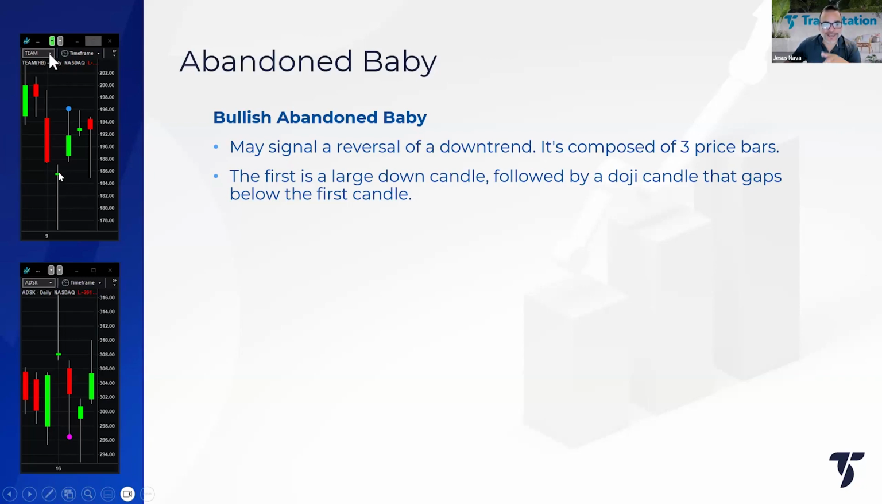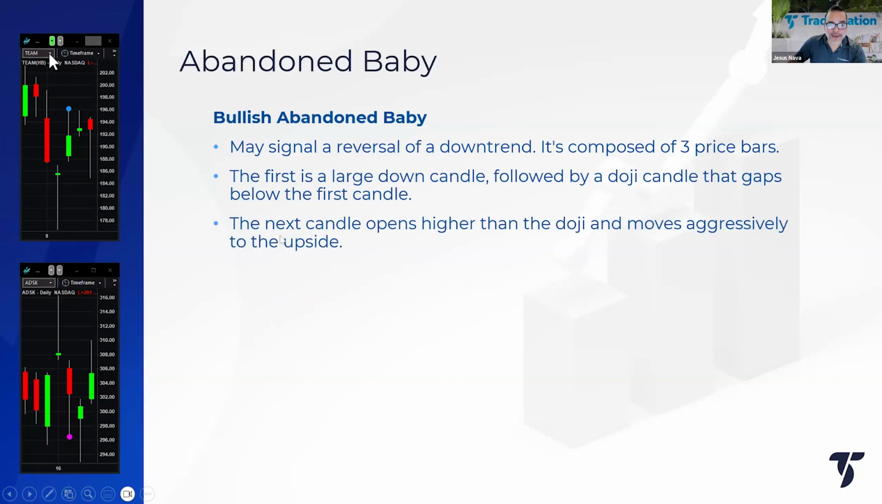And that doji needs to have gapped from that very first candle. You can see a kind of a gap here between the low and the high here. It's not really the same, and it created a very small gap, but still met the criteria of the abandoned baby, and that's why this is marked right here. I just met the criteria, and I mark it. The next candle opens higher than the doji and moves aggressively to the upside, which is exactly what happened here. So big down candle, doji that gaps down, and then a big candle that moves up. That is an abandoned baby on the bullish side.